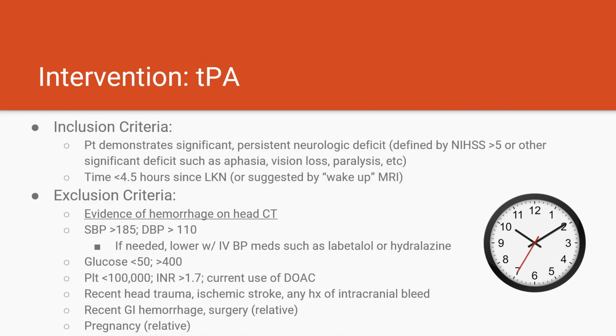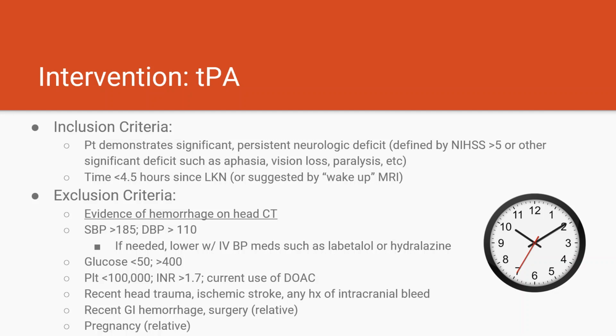So the first and probably the most famous management of acute stroke that we'll discuss is the use of tissue plasminogen activator, or TPA. As you probably know, TPA is a clot-busting medicine that works to open up the vessels of an ischemic portion of the brain. TPA is shown to be very effective in doing so up to 4.5 hours, and in fact we often use it up to 6 hours, or if we have a favorable wake-up MRI like we talked about.